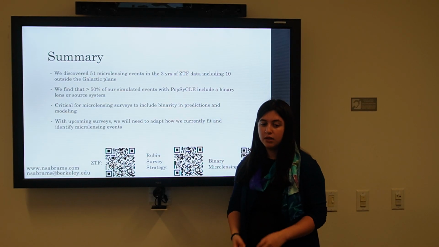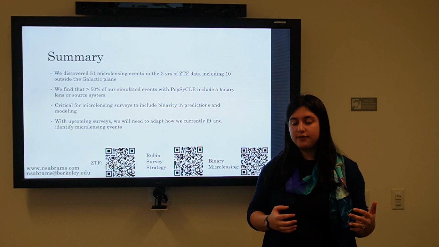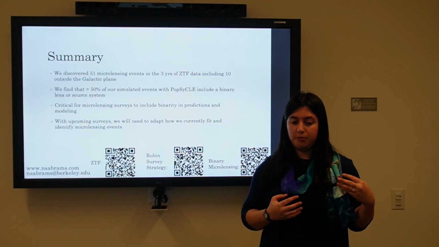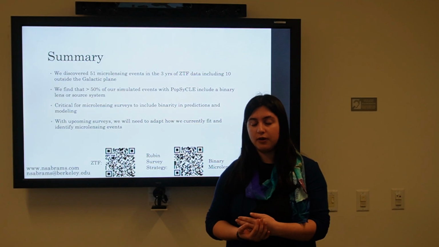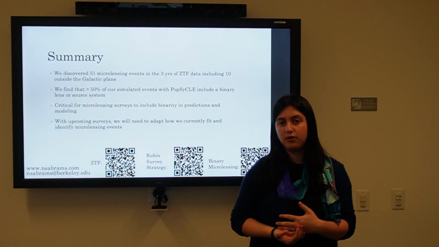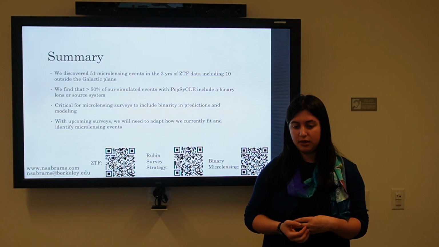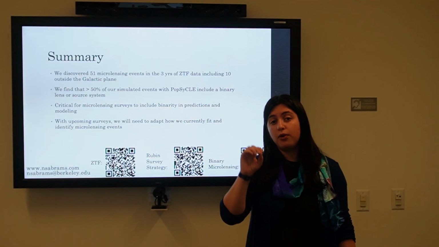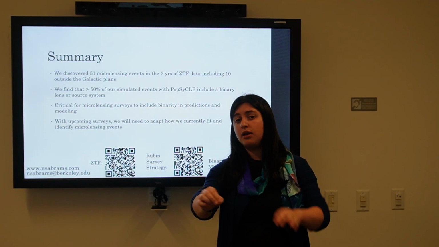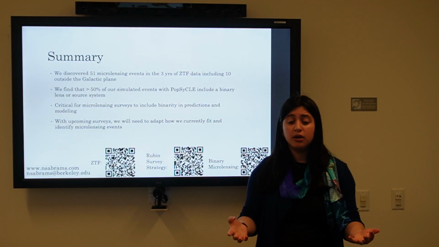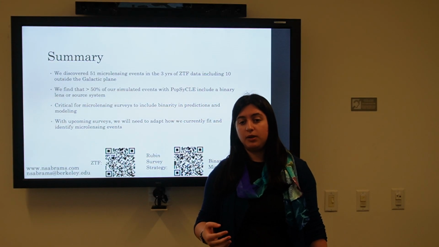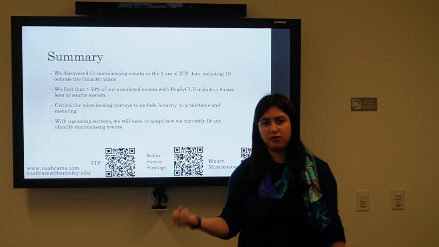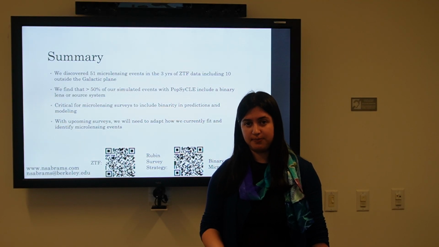So in summary, we discovered 51 microlensing events in the first 3 years of the ZTF data. We find that over half of our simulated events with PopSyCLE include a binary lens or source system. So it's critical for microlensing surveys to include binarity, both on the individual event level and across the survey. And with upcoming surveys, we'll need to adapt how we fit and identify microlensing events, both for efficiency and for completeness. Thank you.